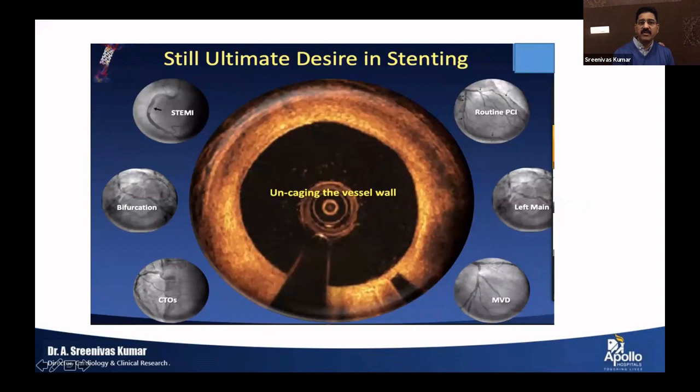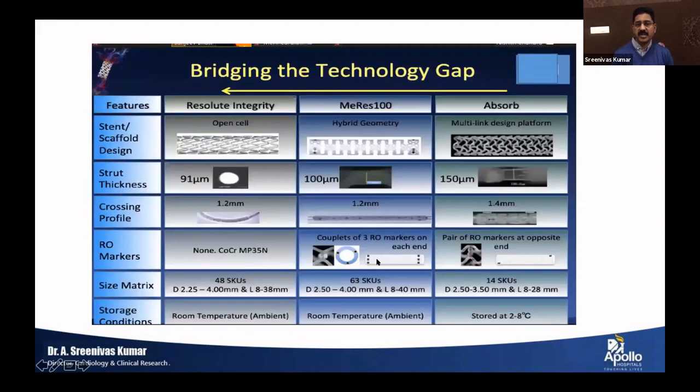So still we want a better stent to work in all these platforms: STEMI, bifurcation, CTOs, multivessel, left main, routine, everywhere, and without having the stent struts. That's where our vision with absorbable platforms lies. Then when you compare with MeRes 100, the absorbable is, as I said, 150 microns and MeRes is 100. This is almost like a Resolute Integrity, which has about 80 to 90 microns. So that's how strut thickness has decreased.